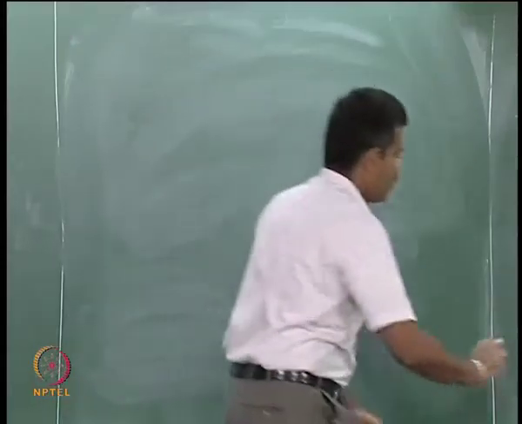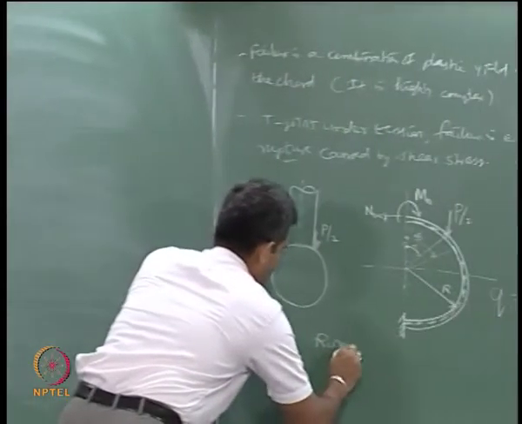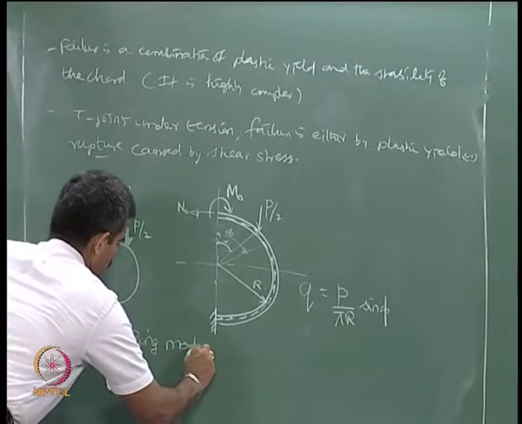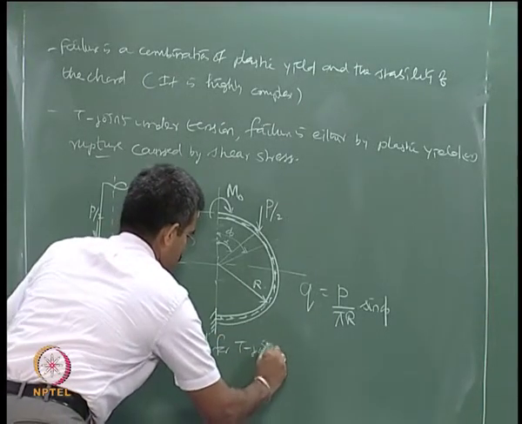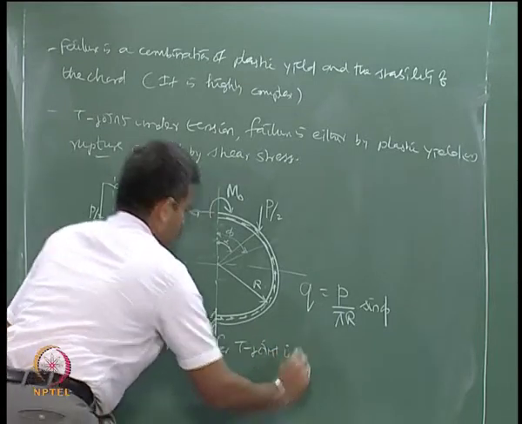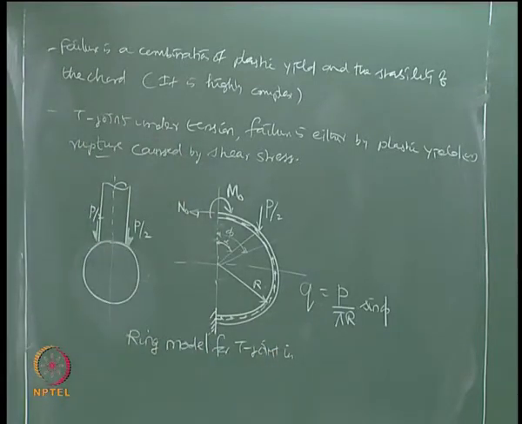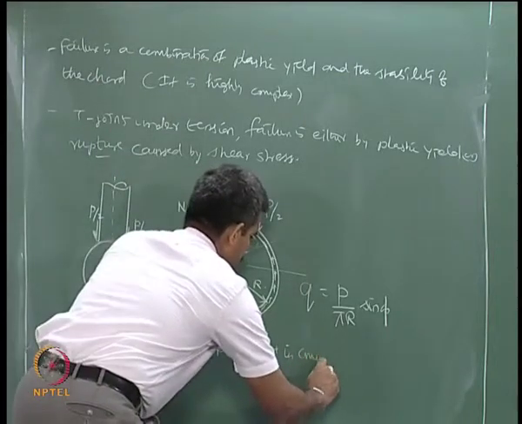This is a ring model for T joint in compression, because it is more critical. So, we are examining the joint in compression.